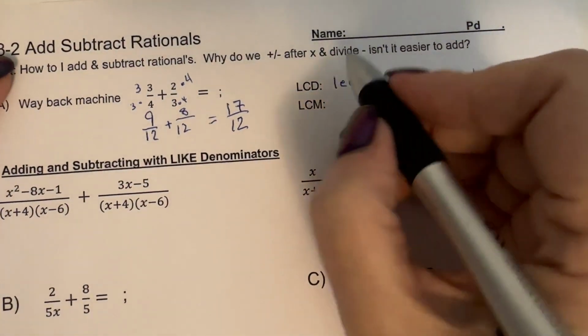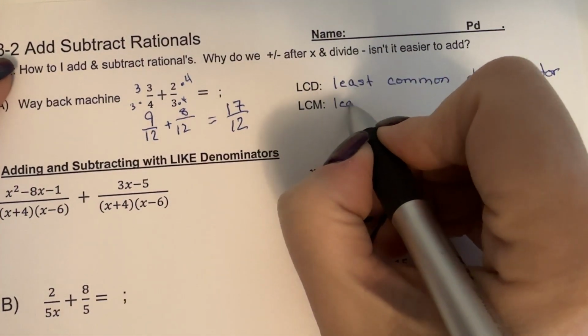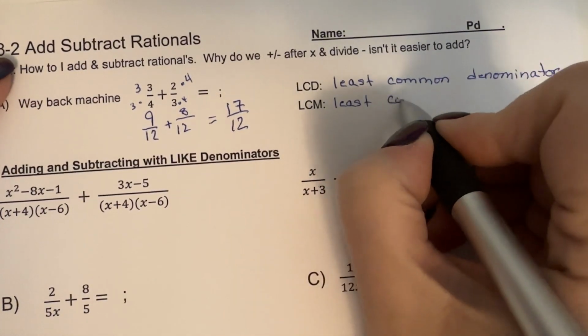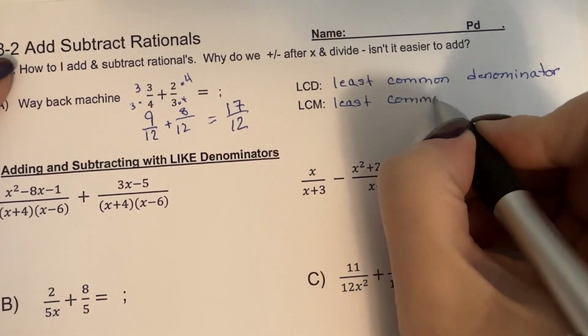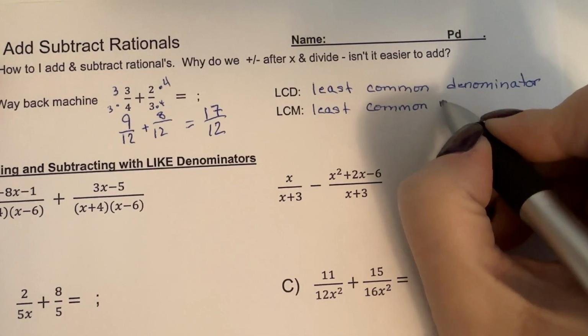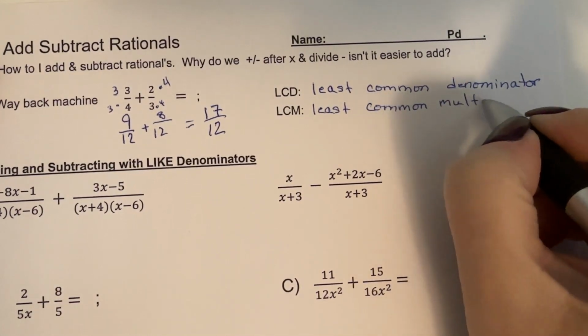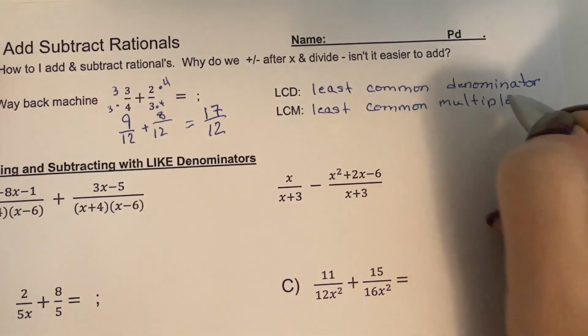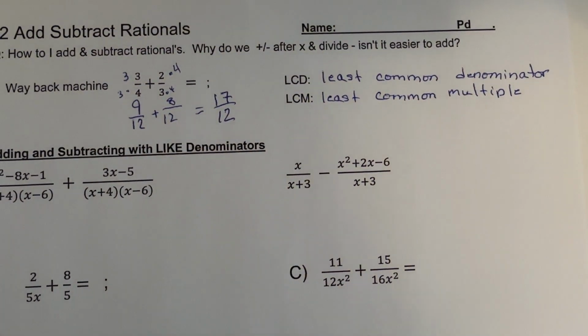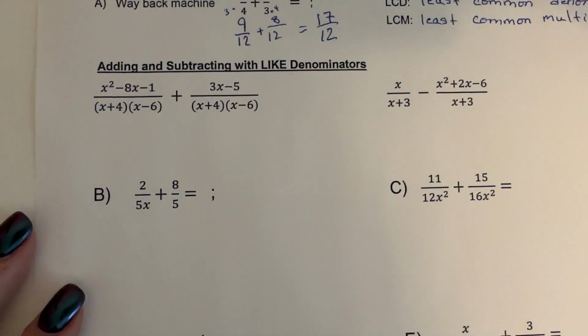So the other little thing that's over here is called the least common multiple. And we won't be using that as much today, but we will be using that least common denominator a lot. So let's slide on down to our first two examples.